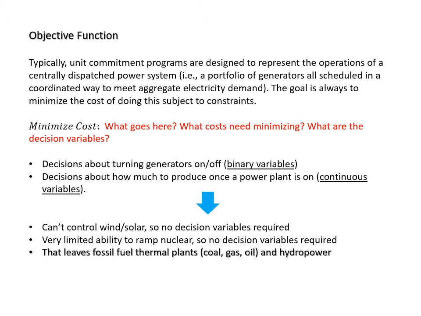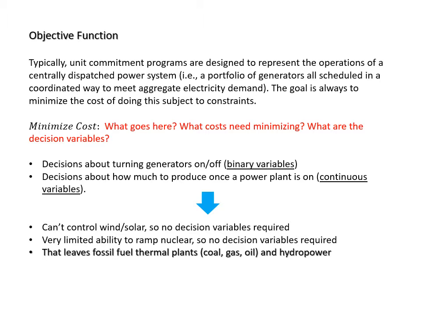So in our objective function, if we're trying to minimize the cost of meeting electricity demand, the costs are all coming from decisions that we make about how we operate a portfolio of power plants. So decisions about turning generators on and off, that means there's going to be some binary variables involved, and decisions about once we do turn a power plant on, how much electricity to produce at an individual power plant, and those are going to involve continuous variables.